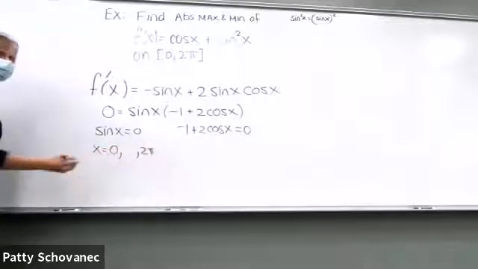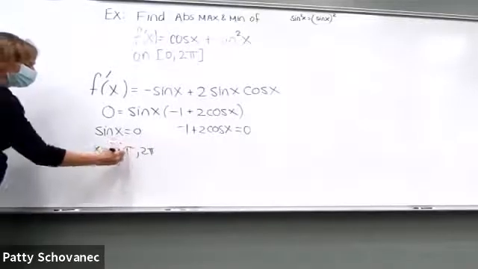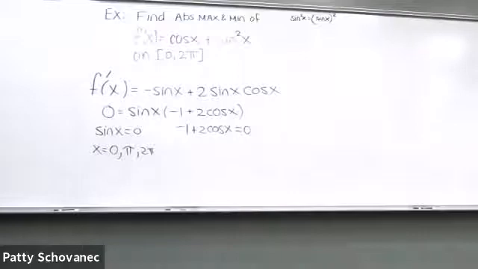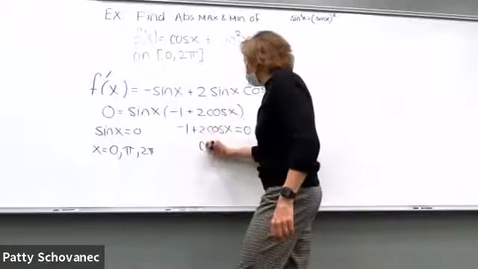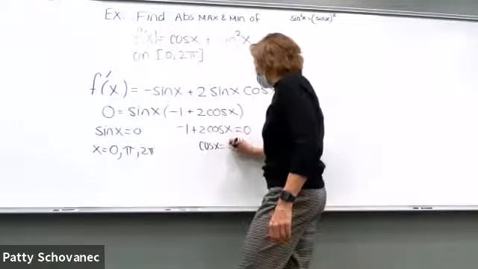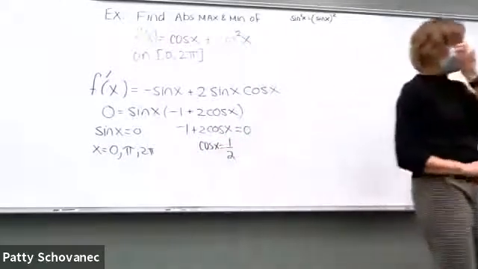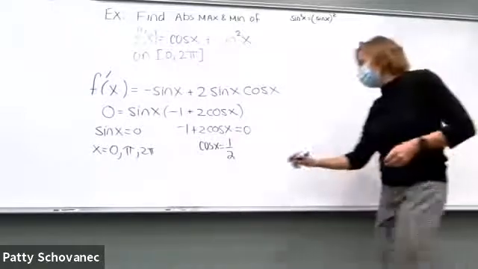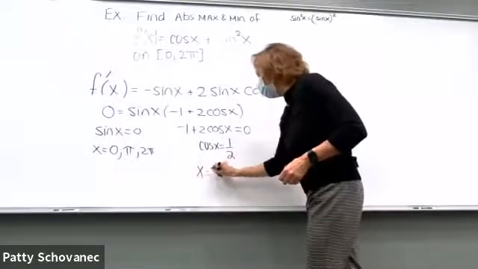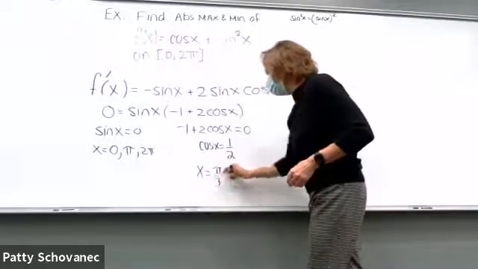Pi. Next, we need to find out where 2 cosine of x is equal to 1, which is where the cosine of x is 1/2. Cosine is going to be positive in 2 places, in quadrant 1 and in quadrant 4. So what's the reference angle in quadrant 1? Pi over 3. So what's the quadrant 4 version of pi over 3? 5 pi over 3.